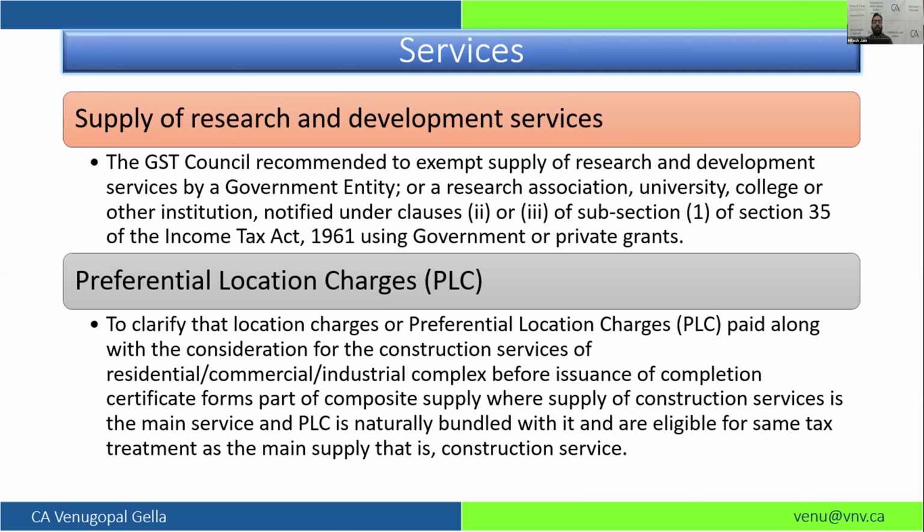The other important change is preferential location charges, the PLC, which we see in the real estate sector. To clarify, location charges or PLC paid along with consideration for construction services of a residential, industrial or commercial complex before issuance of CC shall form part of a composite supply, whereby supply of construction services is the main service and PLC is naturally bundled and is eligible for the same tax treatment as the main supply of construction service. So PLC has been recommended to be treated as a composite supply, with the construction service being the principal supply.